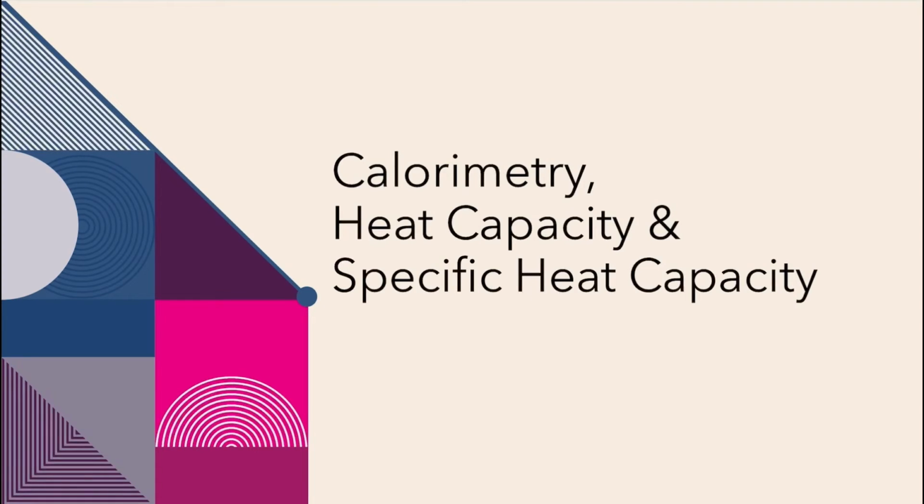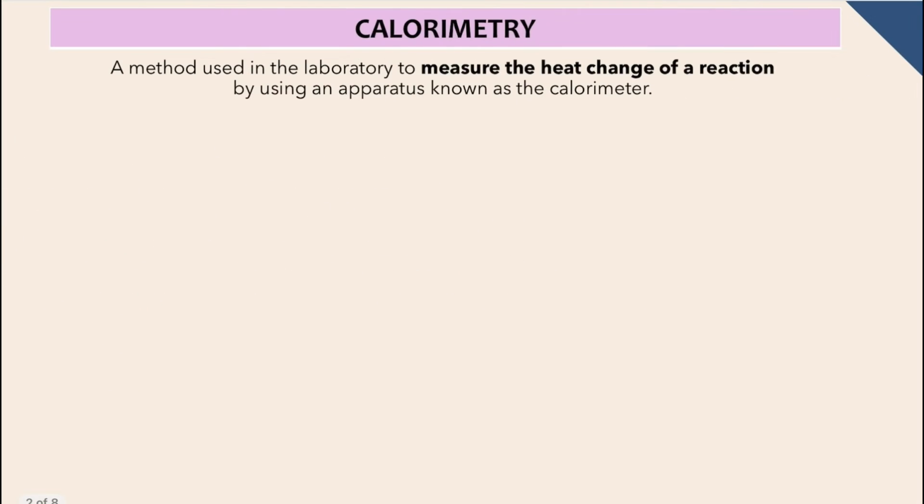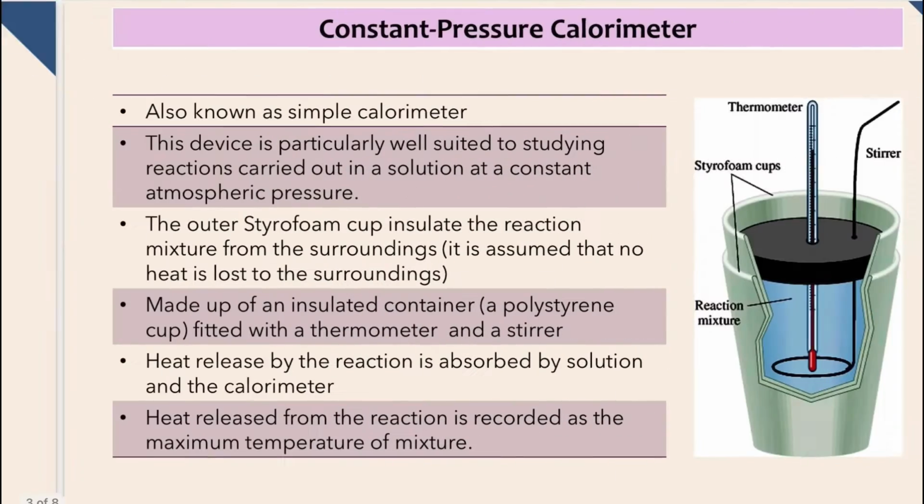Calorimetry, heat capacity and specific heat capacity. So what is calorimetry? Calorimetry is a method used in the lab to measure the heat change of a reaction by using an apparatus known as the calorimeter. We will be looking into two types of calorimeter.